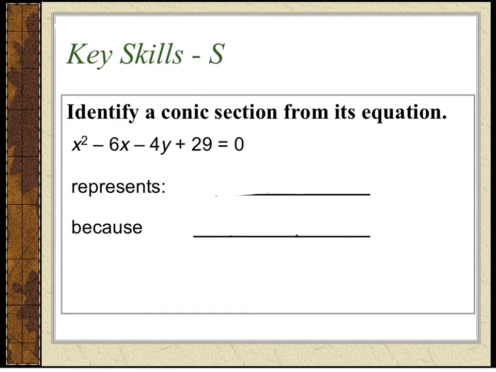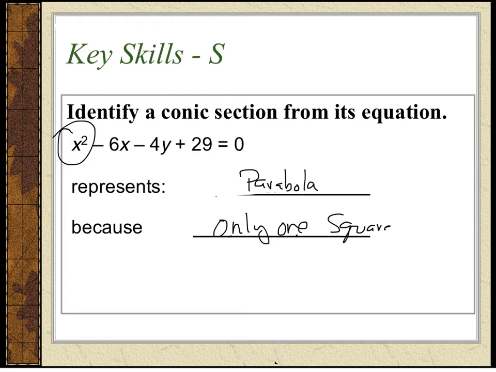Next one. What kind of shape is this? Well, okay, I got my x squared. There's no y squared. Okay, well then, only one of them is squared. It's a parabola. There's only one squared term.